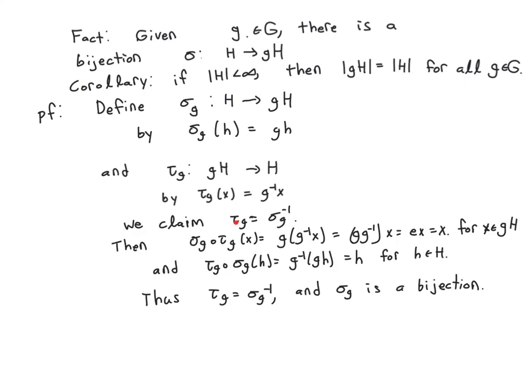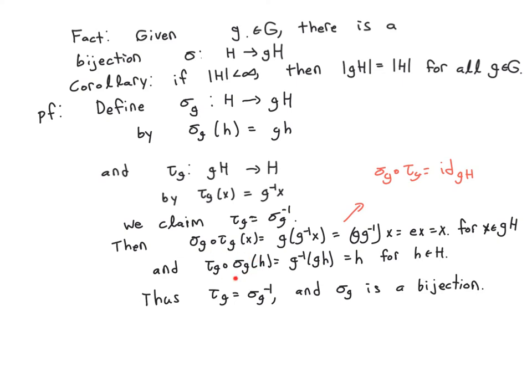So let's check it. We want to prove that this tau is actually the inverse of sigma G. Let's do the composition. Tau of G takes X and multiplies on the left by G inverse. Sigma G takes whatever and multiplies on the left by G. So by associativity, I move the parentheses over. G times G inverse is the identity. The identity times anything is X. I chose an arbitrary element in the coset. I did this calculation. I got that element back. Congratulations. We have a winner. Sigma G composed with tau of G is in fact the identity function on the coset.